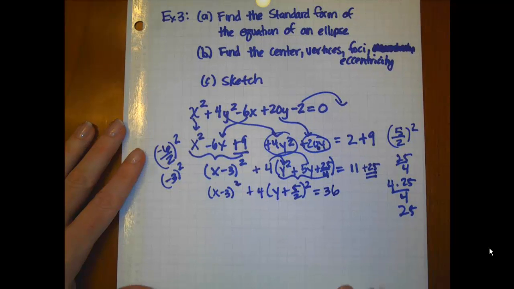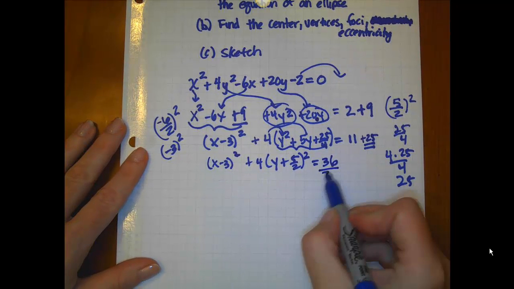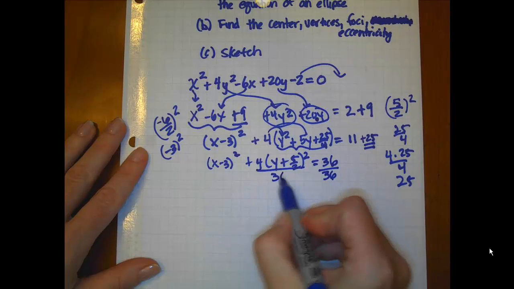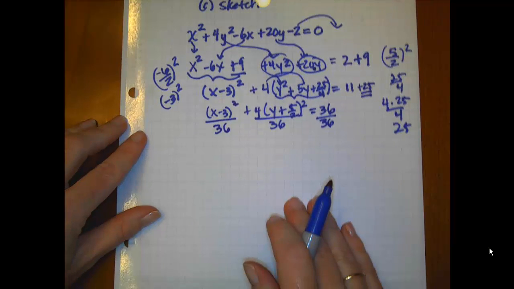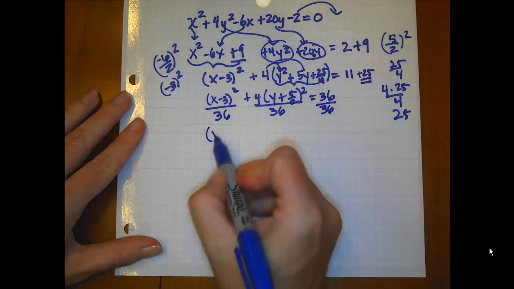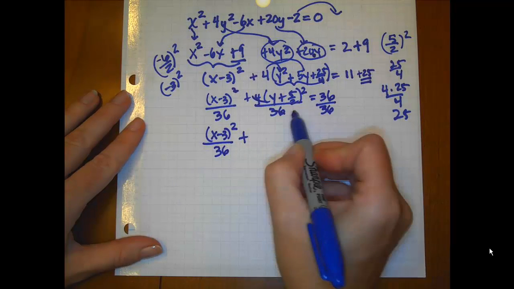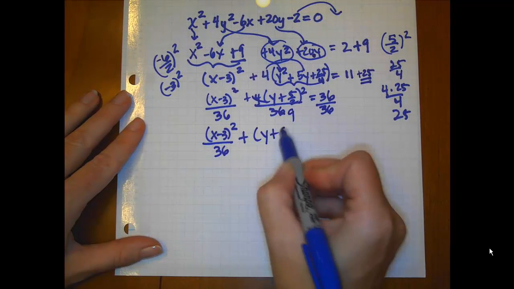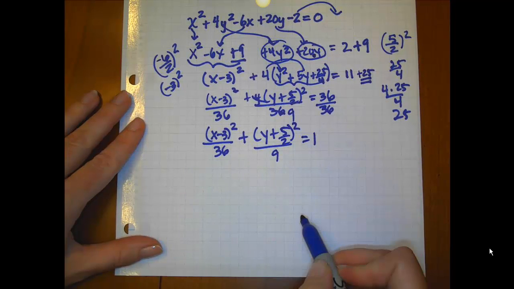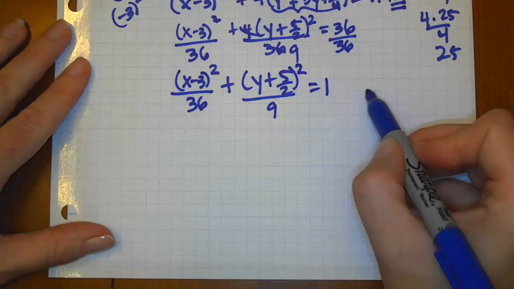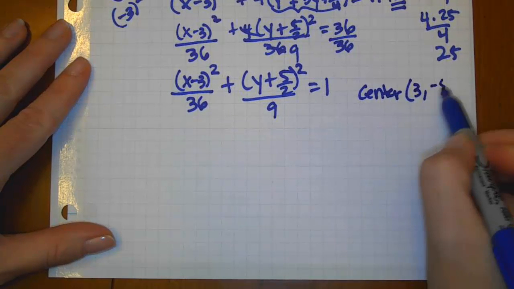But remember, when I do the equation of an ellipse, I need it to equal 1. So I'm going to divide everything through by 36. And now I finally have my equation in standard form, which is x minus 3 squared over 36 plus, that reduces, y plus 5 halves squared over 9 equals 1. So I know my center is going to be 3, negative 5 halves.